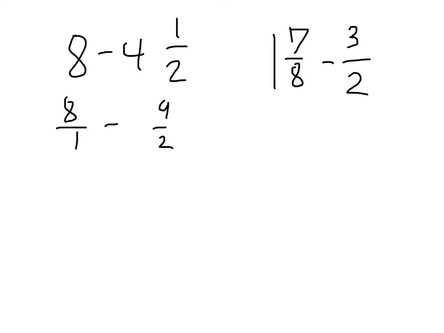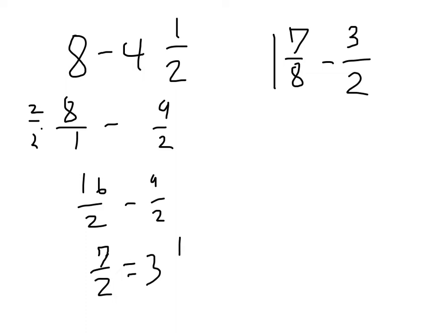Now we need to get the denominator on the other side the same. So we multiply 2 with the numerator and the denominator again, giving us 16 over 2 minus 9 over 2. Then subtract, giving you 7 over 2. Now to change this improper fraction to a mixed number, same thing as last time. 2 goes into 7 3 times, giving you 3 1/2.